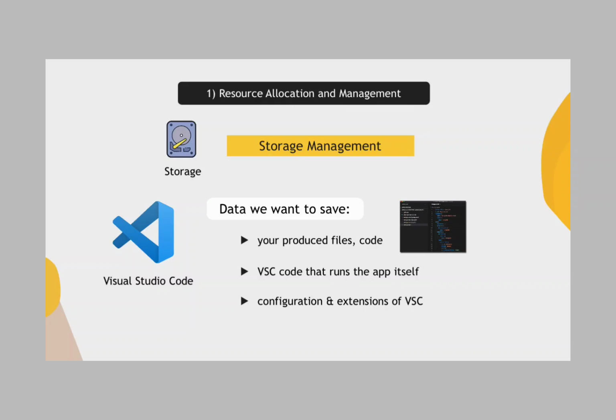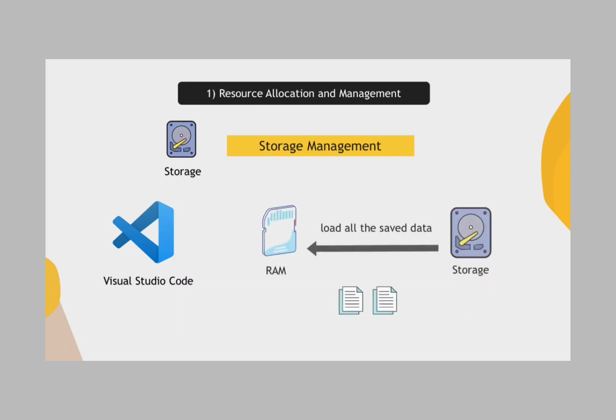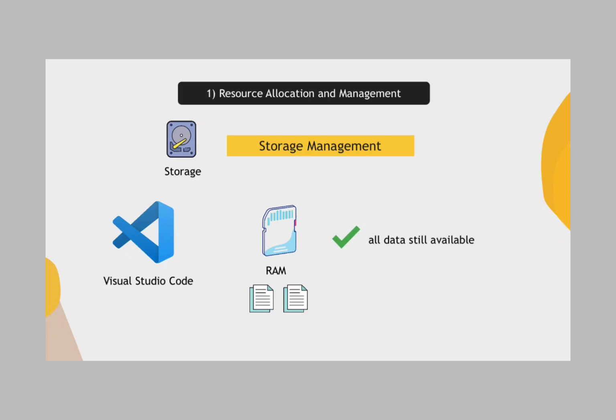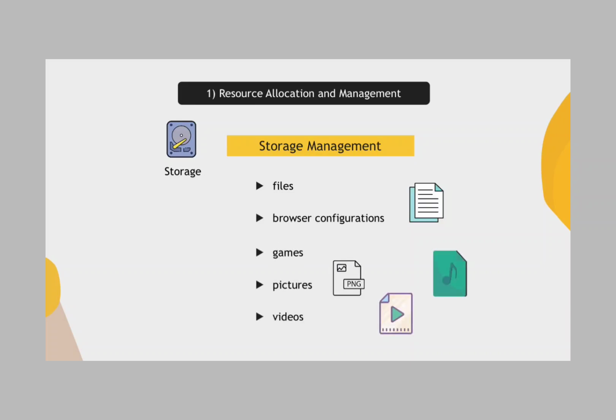So whenever you open Visual Studio Code, you have all these configurations and plugins that you downloaded. So when you start the Visual Studio application, again, the data from the storage will be loaded in memory to use it actively. So when you open it, you have the plugins and configuration and the files in the editor just as you left it. And you can save all sorts of things on your storage. You can save files, browser configurations, games, pictures, videos, whatever. They all go to the storage.